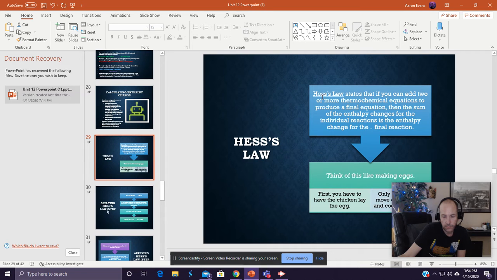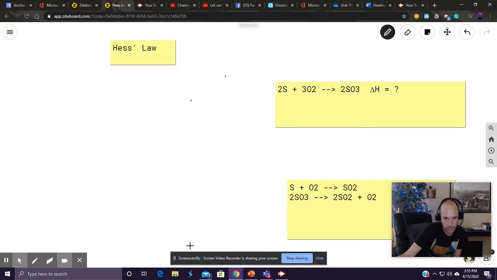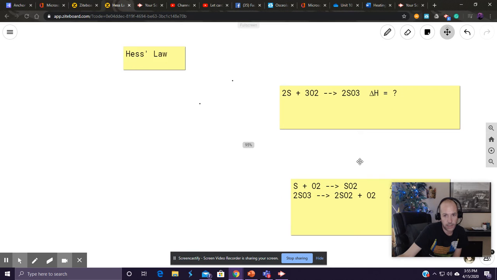So step one for Hess's law is that if you look at a chemical equation, you'll notice that these thermochemical equations produce a final equation, and the sum of the enthalpy changes for the individual reactions is going to be the final reaction. So what does all that mean? All right, so this reaction here, 2S plus 3O2 yields 2SO3. We want to know how much heat is going to be released by this reaction.